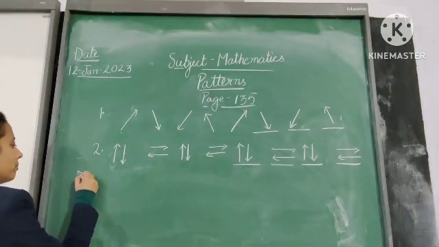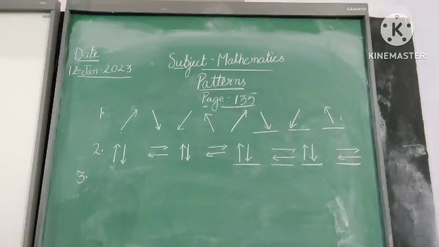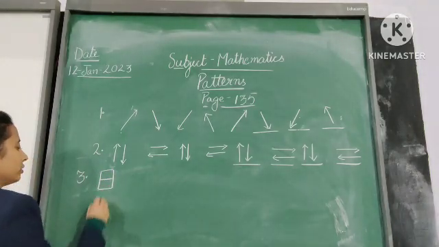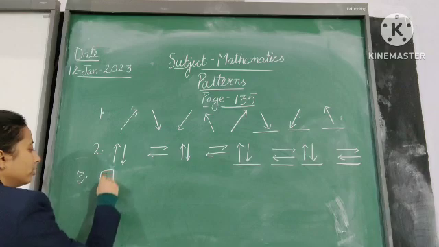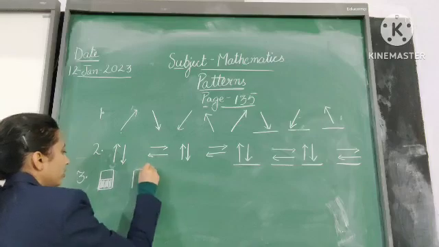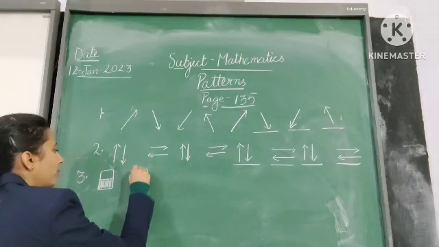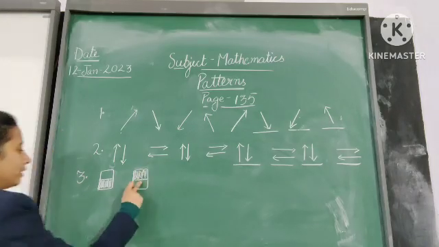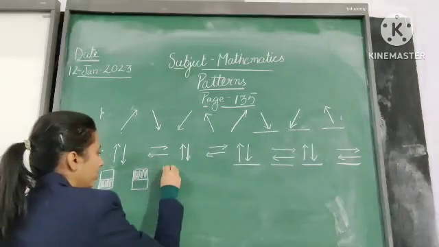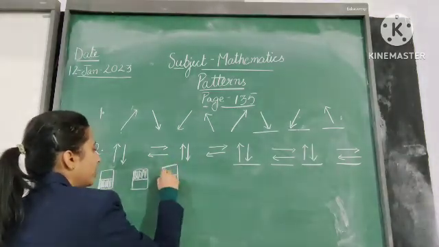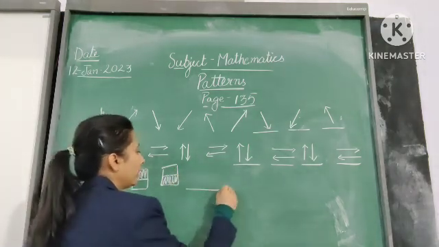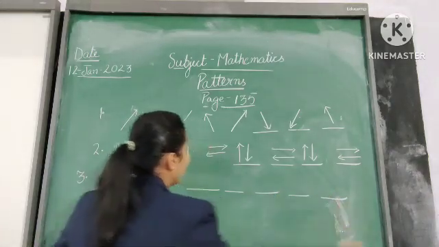Now, question number 3. Here we have a box divided into two parts, one of which has been colored and the other part has not been colored. The other box, here the top part has been colored and the bottom part is blank. Bottom color, top color, then again the bottom color, and we are supposed to fill 1, 2, 3, 4 and 5 blanks.